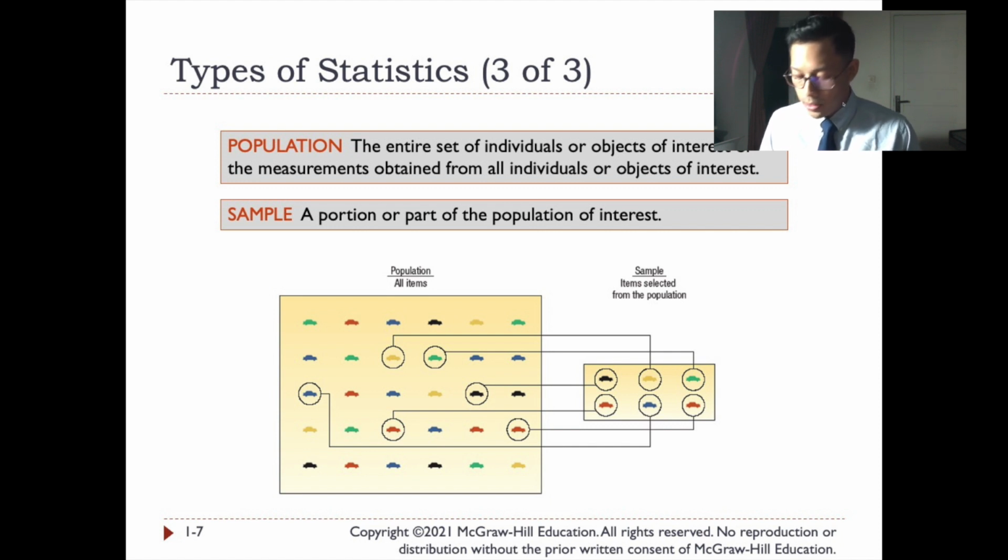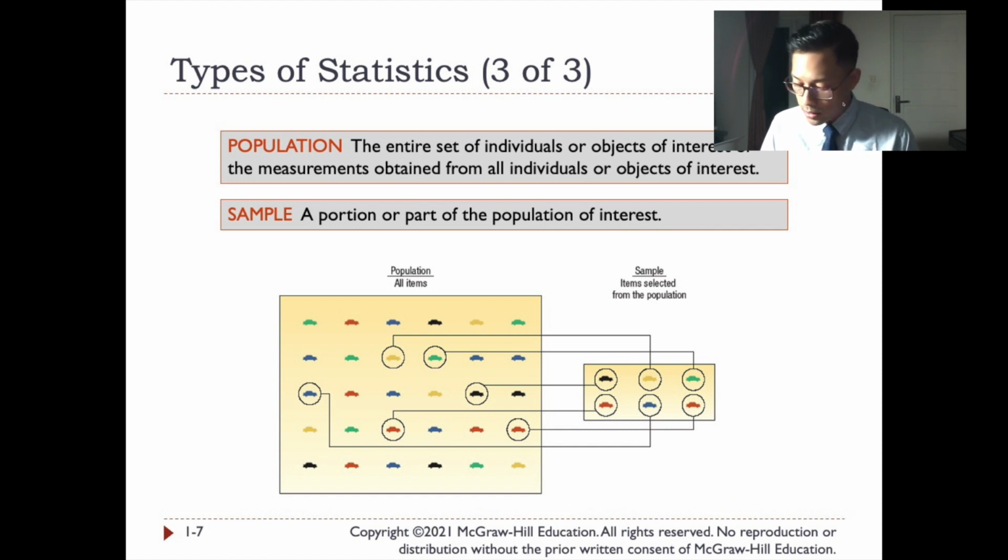So this is another term that I introduce here: the sample must be randomly selected from the population. For example, if you don't randomly select the sample, you could end up with all black cars, or you could end up with all red cars. Well, if that's the case, then your sample doesn't really represent your population.